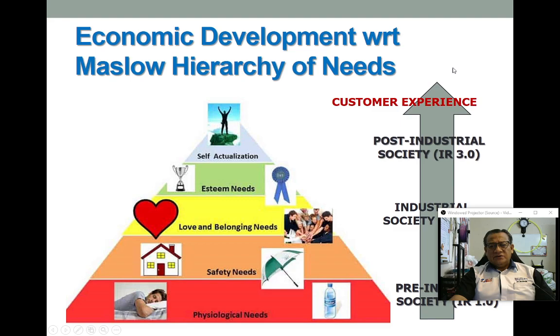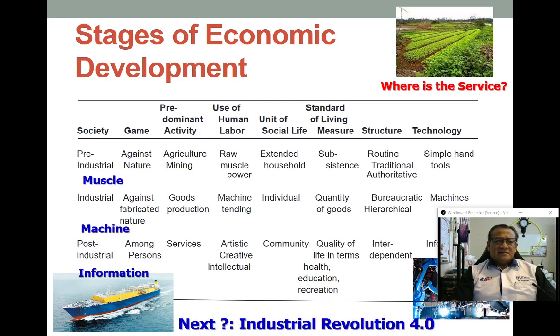Okay, here are presented the stages of economic development, right? So if we take a look at this matrix, basically we start here from the pre-industrial revolution or pre-industrial society, in which during that time, people are basically cultivating crops, right? They use a lot of human labor, a lot of muscle, assisted by animals, and they use simple hand tools.